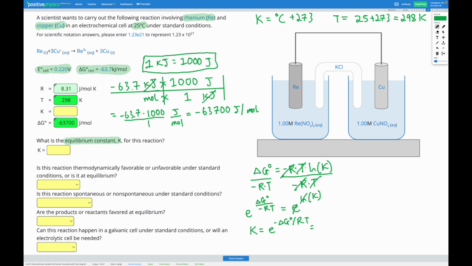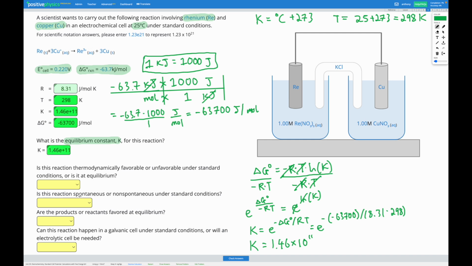So we can go ahead and put in our numbers. E to the power of negative delta G naught, which was negative 63,700, divided by R, which is 8.31, times T, which is 298 in Kelvin. If I put that in my calculator, that gets me a K value of 1.46 times 10 to the power of 11. So let's go ahead and put that in our answer box here. Remember, times 10 to the power of is written as E on this platform. Awesome. So that's my answer for K, the equilibrium constant: 1.46 E11, or 1.46 times 10 to the power of 11.